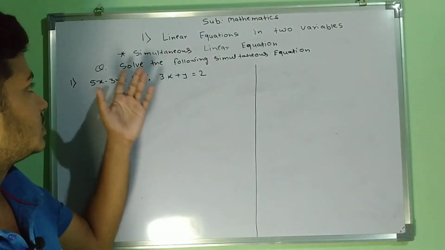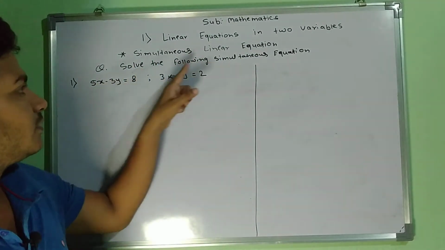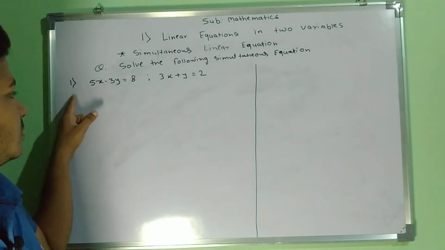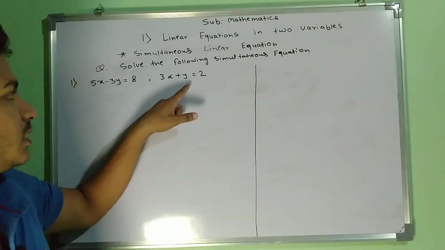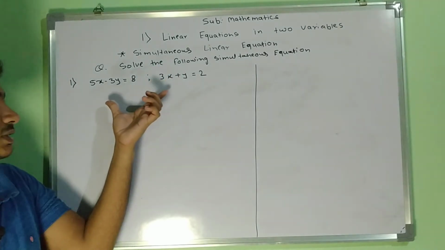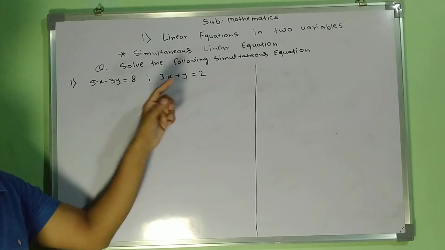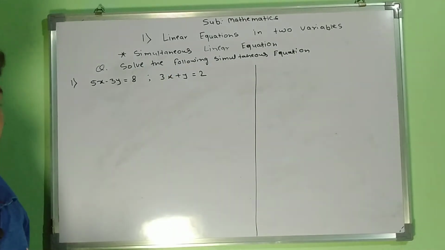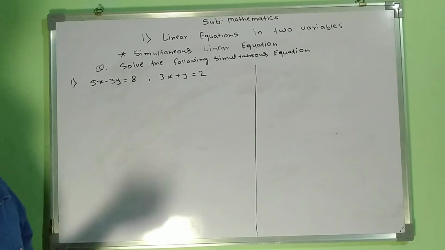So the next topic is simultaneous linear equations. Here the question will be like, solve the following simultaneous equations. Now question number 1. Here we have 5x minus 3y is equal to 8 and 3x plus y is equal to 2. We have two equations. This one is the first equation and this one is the second equation. Here we have to find the value of x and the value of y separately. That will be the solution of that question.